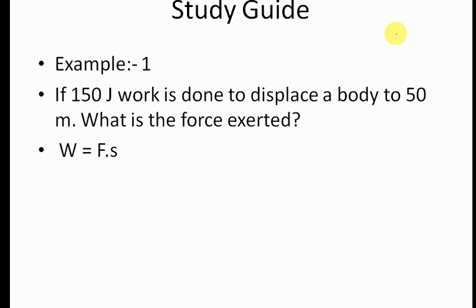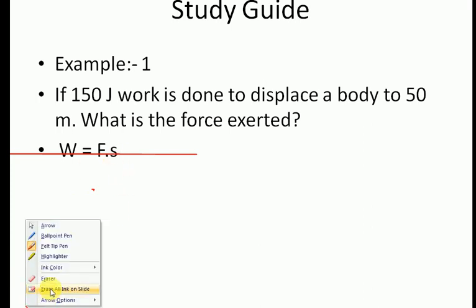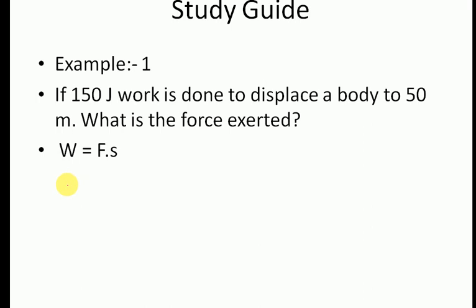First example says that if 150 joule work is done to displace a body of 50 meter. Now two pieces of information are given to me. What is the information? The work done. What is the work done? Work done is 150 joule.